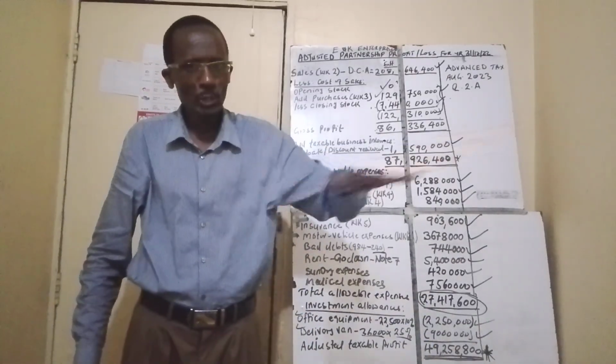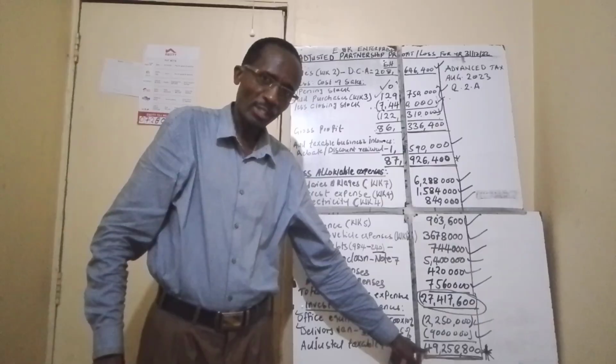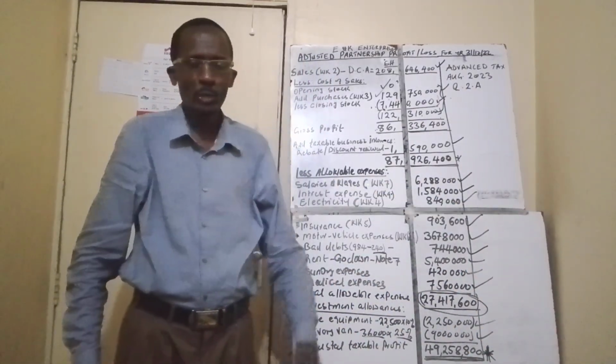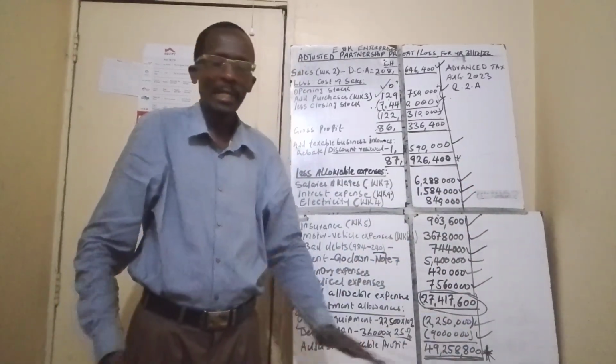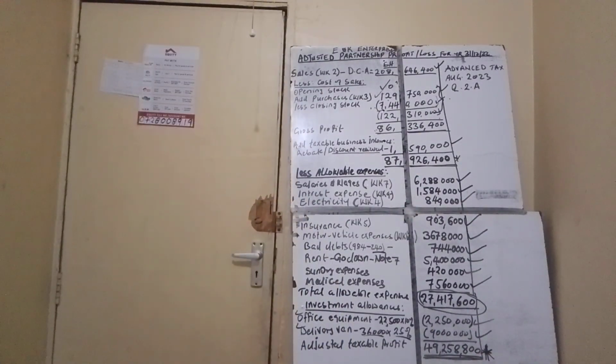So this is money which we are giving them, and it was coming from this particular profit. So we took this profit, we gave them their salary, we also gave them their interest. Whatever remains is what we share. And in this question, they are sharing equally. I think that is well noted and understood.